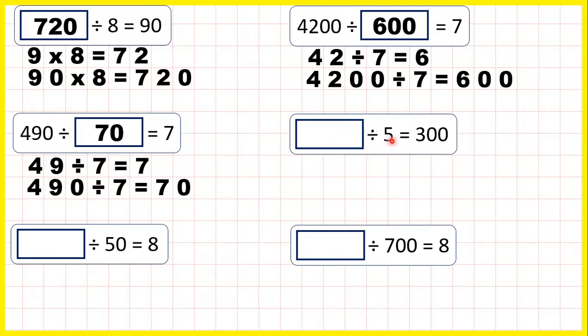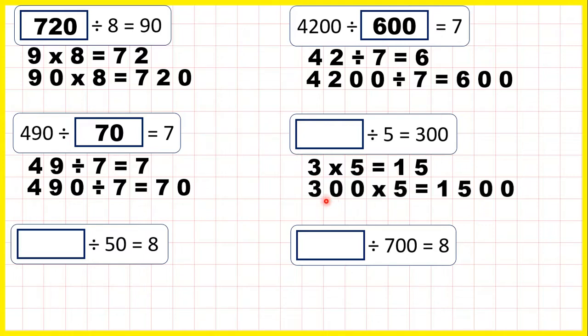Now, something divided by 5 equals 300. So it's the dividend, it's the first number of the division question that's missing. So we can read it backwards as a multiplication question. We can find our missing number by doing 300 times 5. We know that 3 times 5 is 15, so 300 times 5 is 1,500, because if there's two zeros in the question, we need two zeros in the answer.